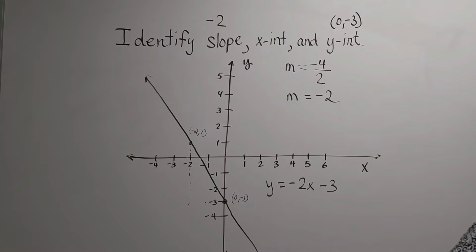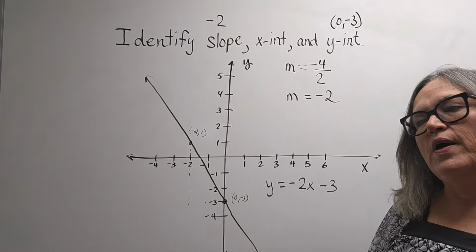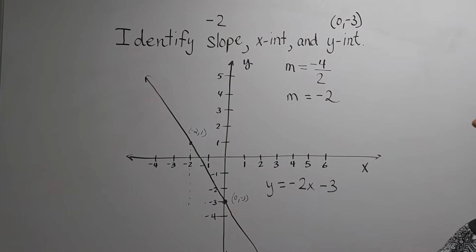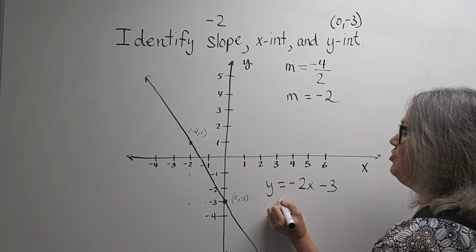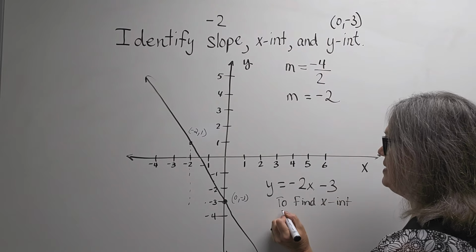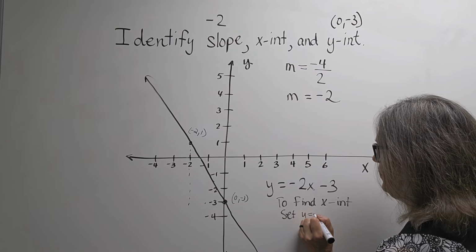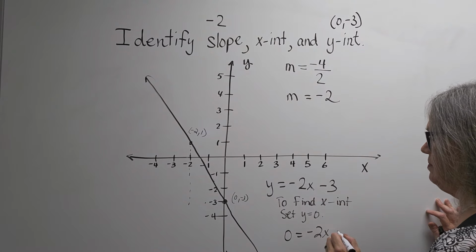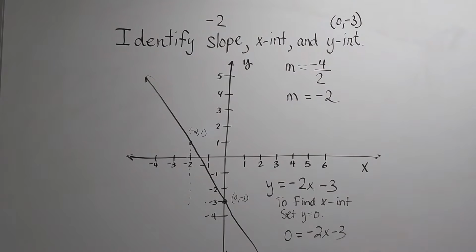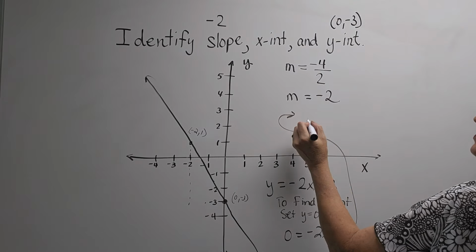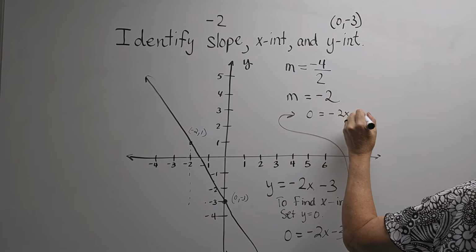The way we do that is we set y equal to 0, and that will give us the x value where y is 0, which is where the line is on the x-axis. So to find the x-intercept, set y equal to 0. Doing that, I get 0 equals -2x minus 3. I'm running out of room here, so let me take it up here. So I have 0 equals -2x minus 3.